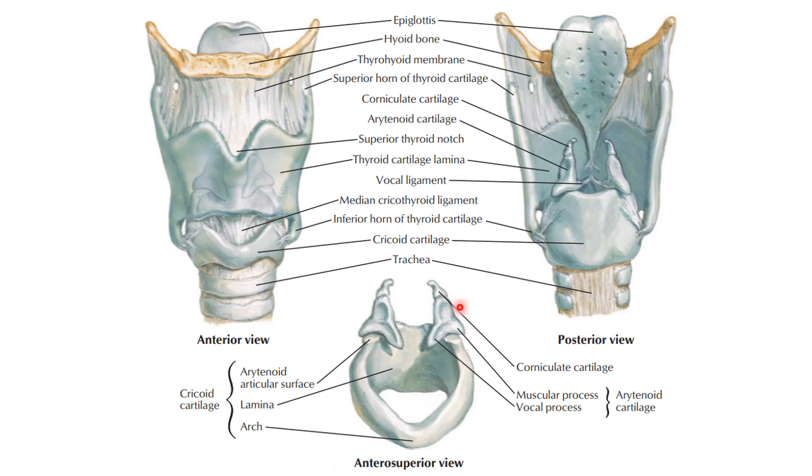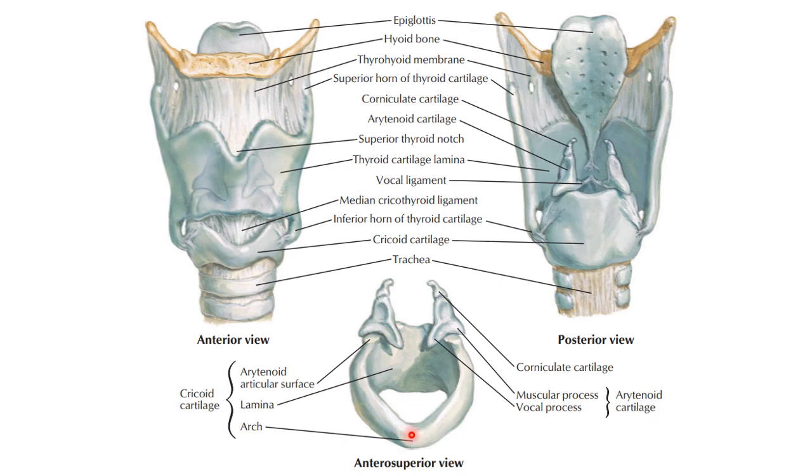This would be the corniculate cartilage, and this would be the two processes of the arytenoid. You have a process where the vocal ligament attaches to, and this is your vocal process. And you have a process posterolaterally where the muscles that will control voice production will attach to. This would be the muscular processes of the arytenoid cartilage. And then this would be the anatomy of the cricoid cartilage.